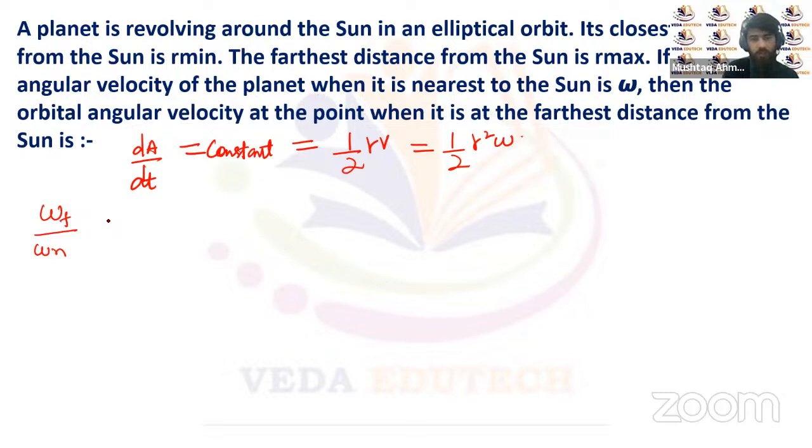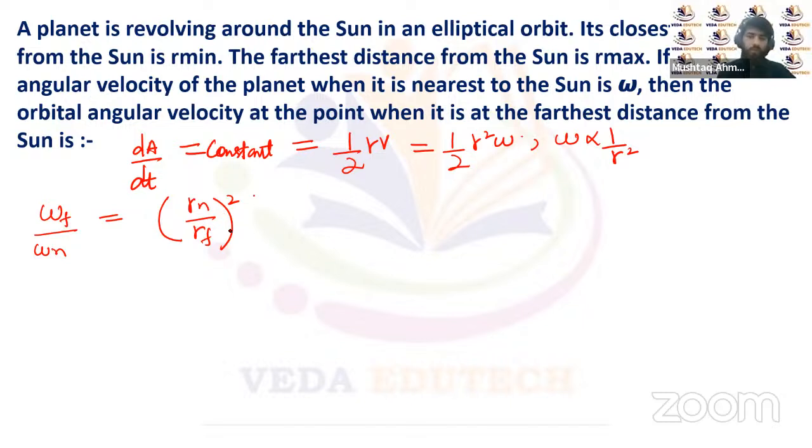You can see here, omega is inversely proportional to the square of the distance, because areal velocity is a constant. So omega farthest upon omega nearest will be the nearest distance upon the farthest distance, whole square. So this will be the ratio.